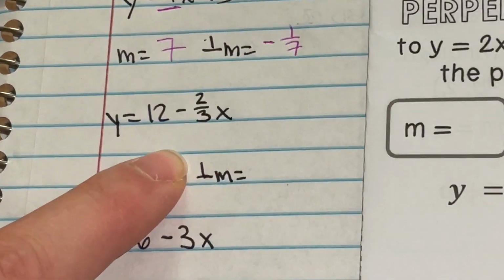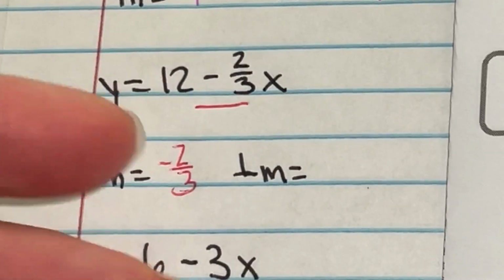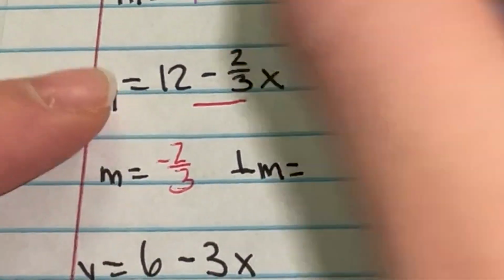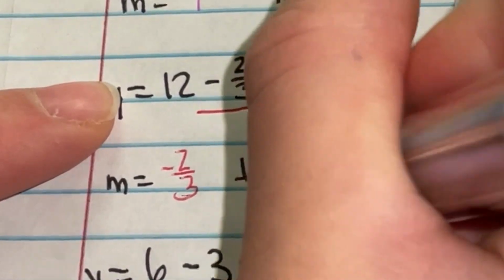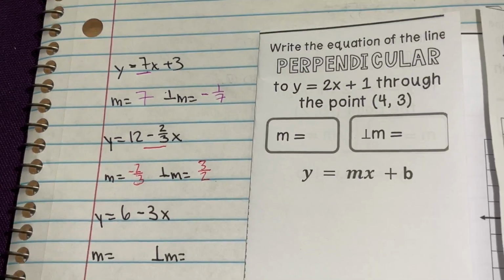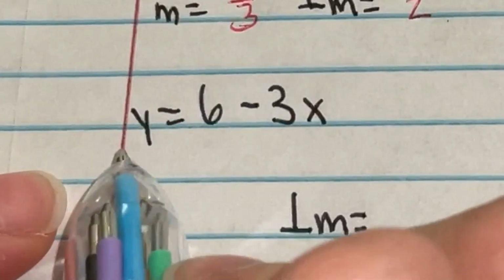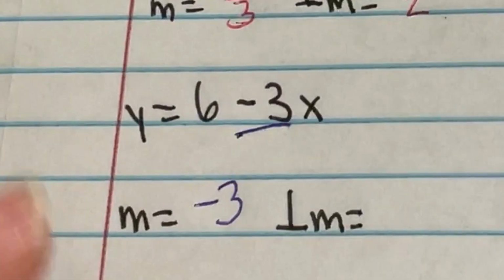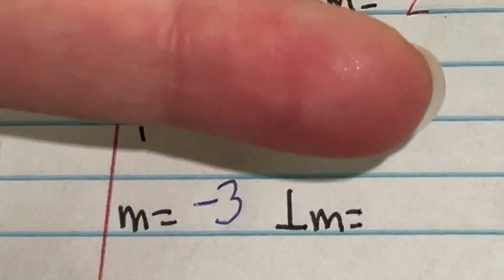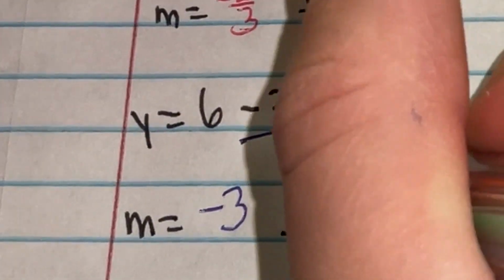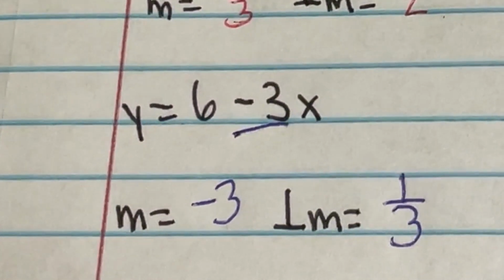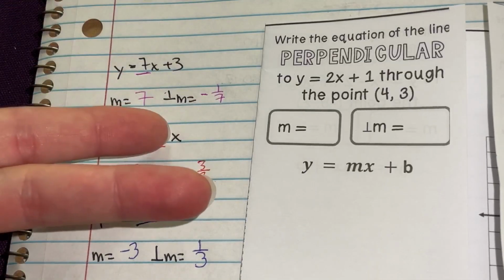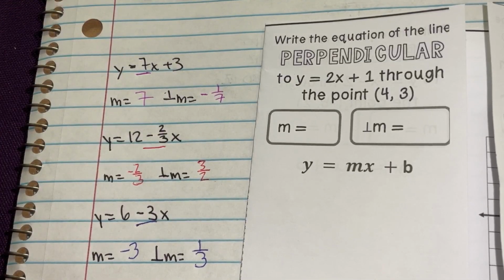So let's do that again. Now in this case, my slope is -2/3. So I'm gonna flip my numbers, locations on the fraction, and change the sign. So it'll be +3/2 for the perpendicular slope. And then let's look at this one. We have y = 6 - 3x. So my slope is -3. I'm going to flip that around on the fraction and change the sign. So it becomes +1/3. Okay, so that's how you figure out what a perpendicular slope is from the original slope.